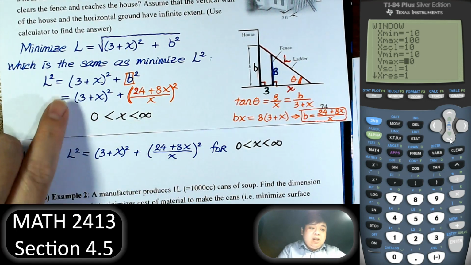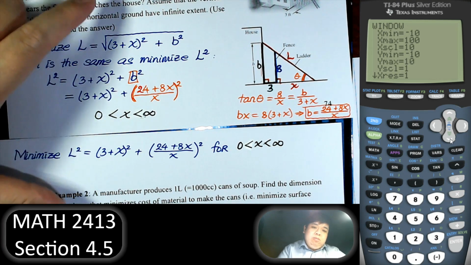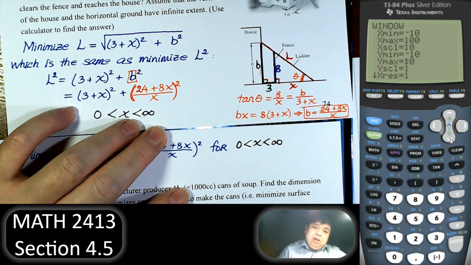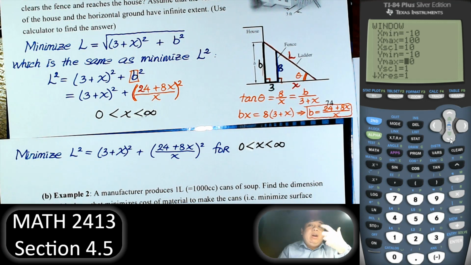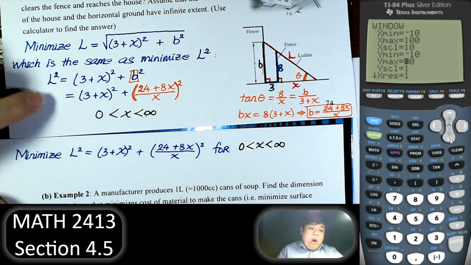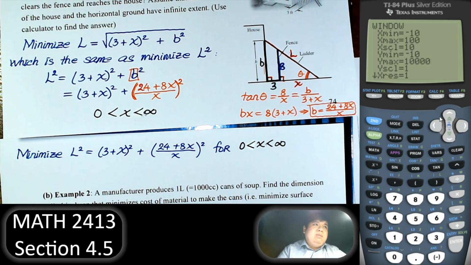But notice that this is L squared. So let's say the ladder is 100 feet. We have to square that because the function is squared. So let's say the maximum, if we don't know, just put any random number, maybe 1,000 would work. Who knows? Let's see a graph.